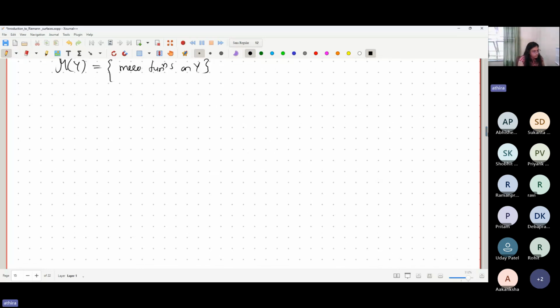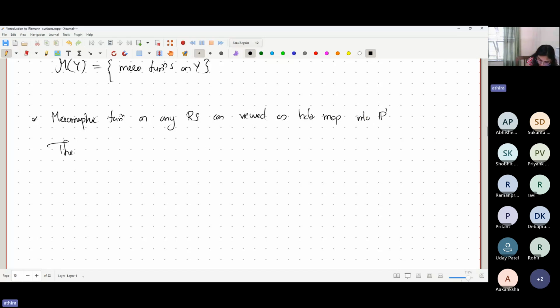Next, I will describe a result: a meromorphic function on any Riemann surface can be viewed as a holomorphic map into P1. I will explain the theorem here.